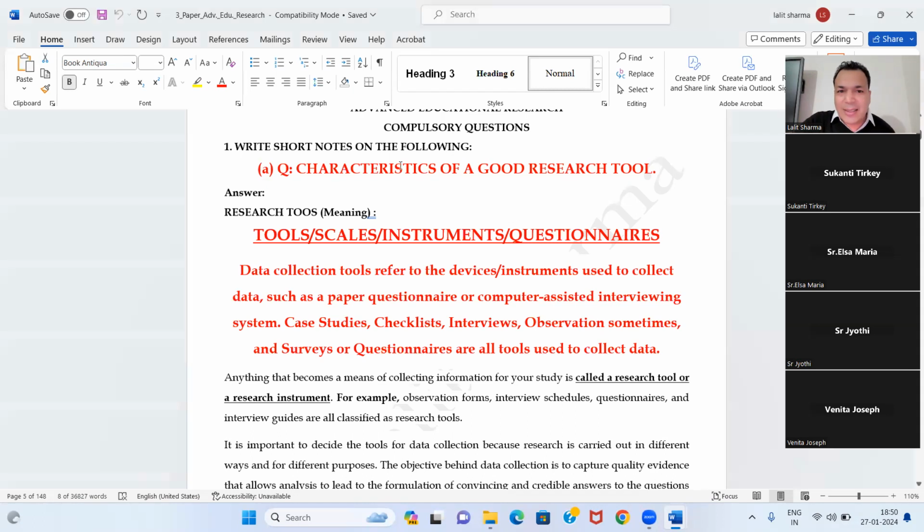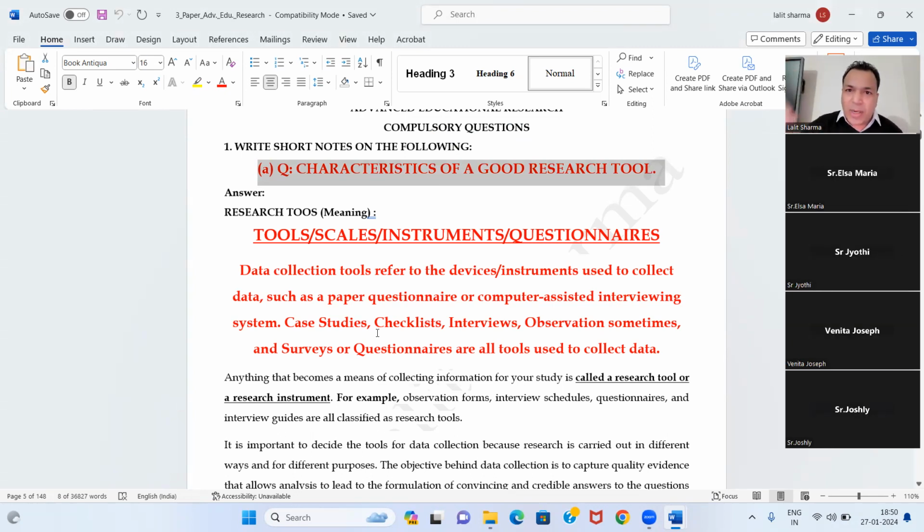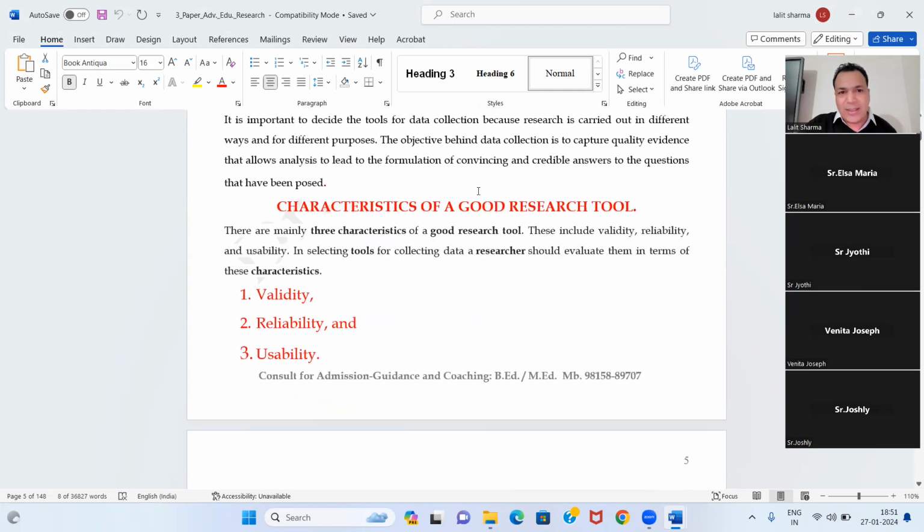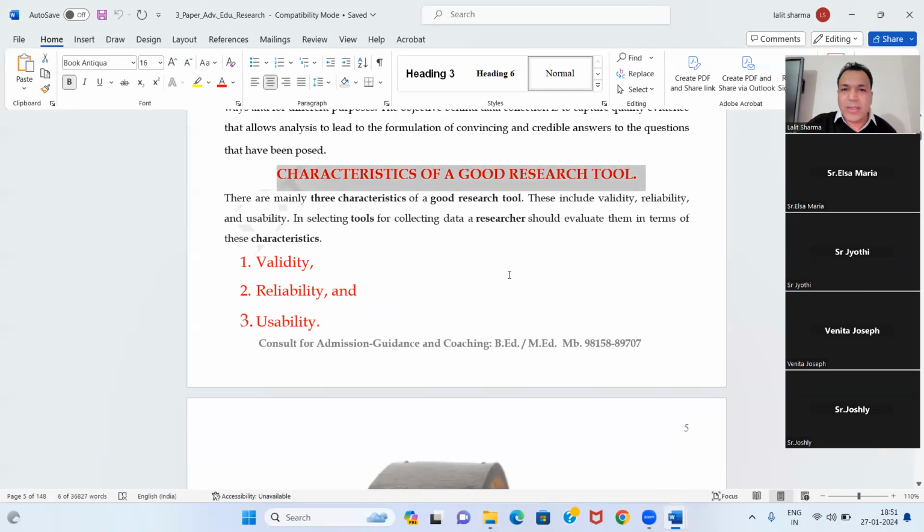So basically the question asks what the characteristics of a good research tool are. In the terminology of research, you always have to keep in mind that when characteristics or features of any research tool come up, only two things are seen: one is reliability and one is validity. The answer on the characteristics of a good research tool will not be purely theoretical; it will be technical. So what are the characteristics of a good research tool? Look at this.